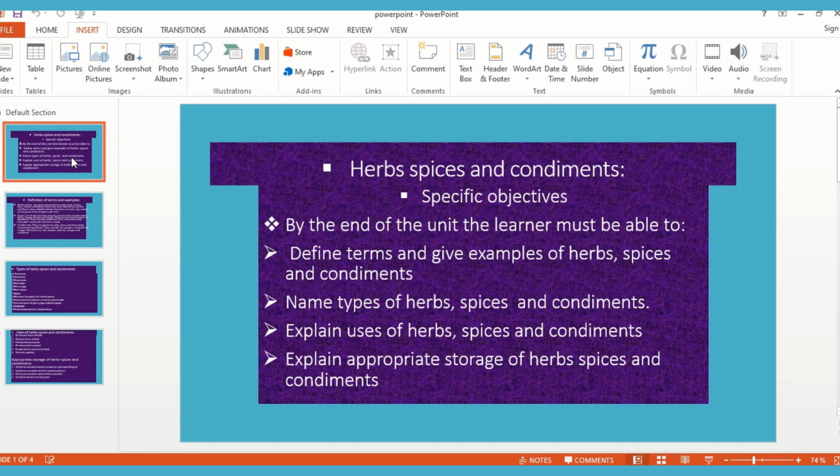We should know the definitions of herbs, spices, and condiments. We should also give examples of herbs, spices, and condiments. We should also name the types of herbs, spices, and condiments. We should also explain the uses of herbs, spices, and condiments. And lastly, we should explain the appropriate storage of herbs and condiments.